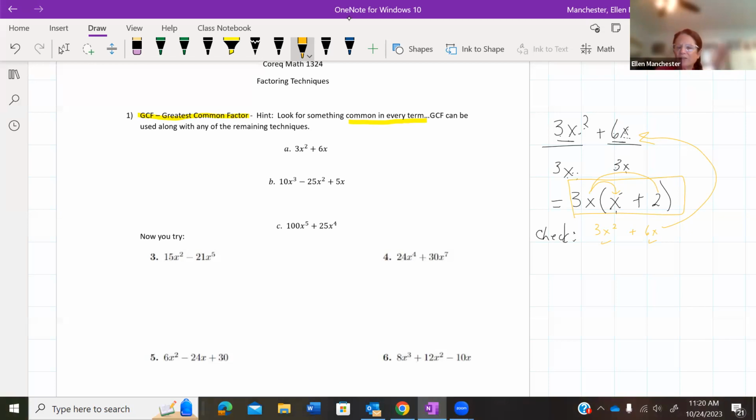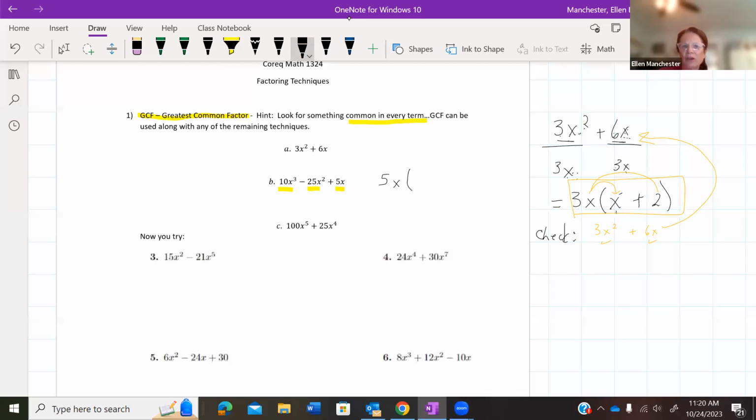Okay, but the key to this is looking at every single term. So we're going to look at every single term, and we're going to figure out, all right, what's in common? So someone give me what's in common number-wise, just the coefficient in front. 5. Good. What else is in common? Is it X? Perfect. Right. So all 3 of these have an X. All 3 of these have a 5 that I can divide out of it.